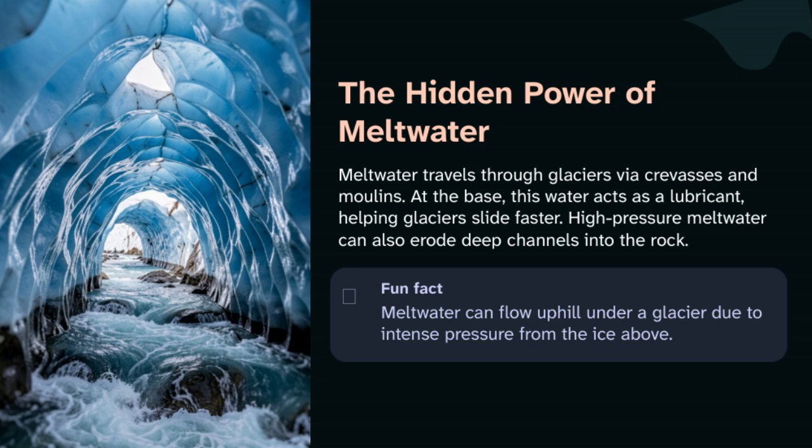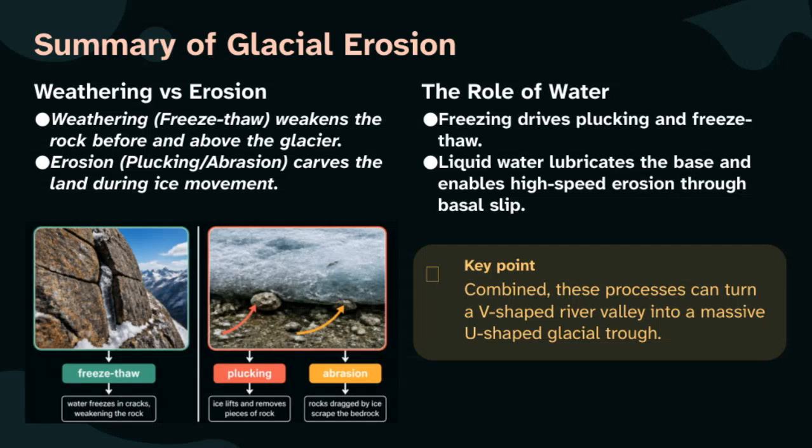So, meltwater is not just a byproduct of melting. It is an important part of glacial movement and erosion. Let's ask a question. Why might more meltwater cause a glacier to move faster? Here's a model answer. Because meltwater reduces friction at the base of the glacier, allowing the ice to slide more easily over the bedrock. Let's now bring the lesson together.